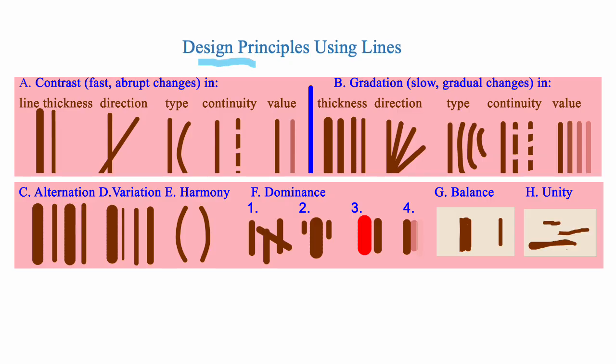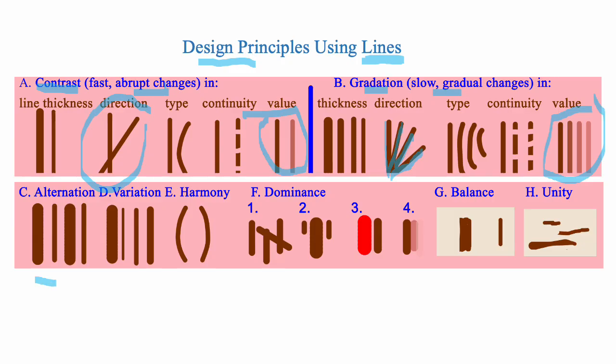We can use design principles for any element, so I'll show you how to use them for lines. And here, for example, I'm comparing contrast with fast, abrupt changes to gradation, where the change is slow and gradual. So let's just look at direction, for example, and here these two contrast. But when we look over here, there's a gradation of direction. Over here, we see a value difference between light and dark, and here we see a gradation.